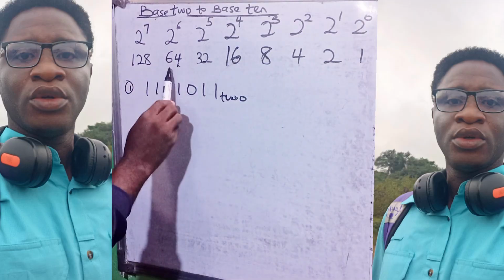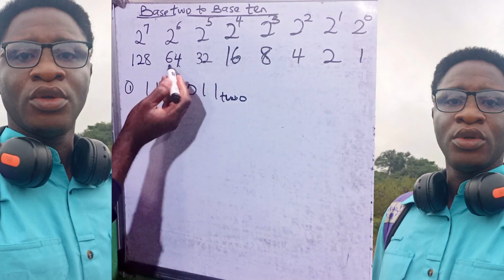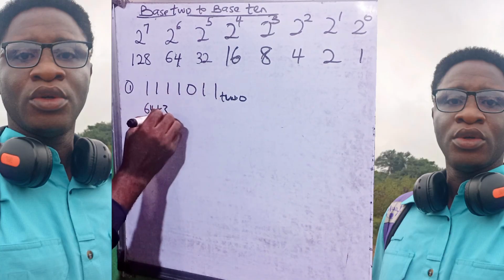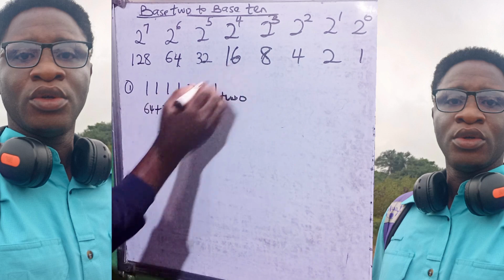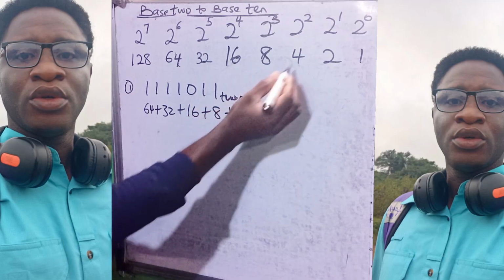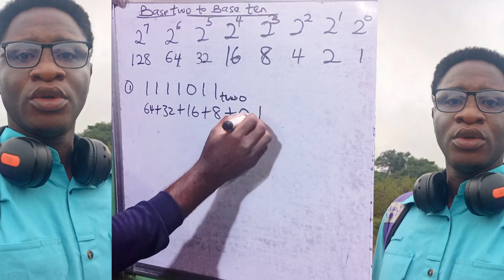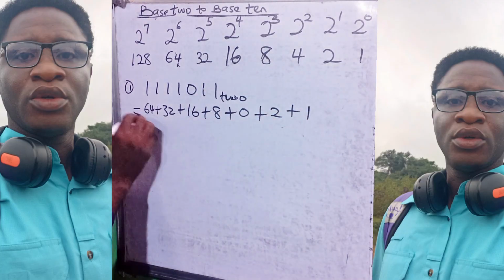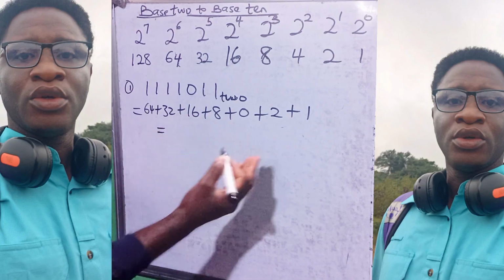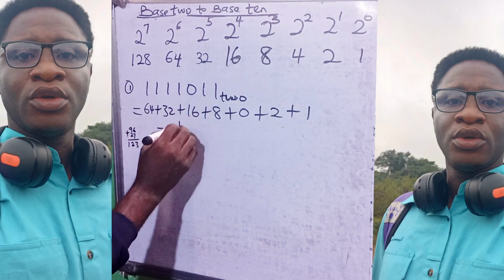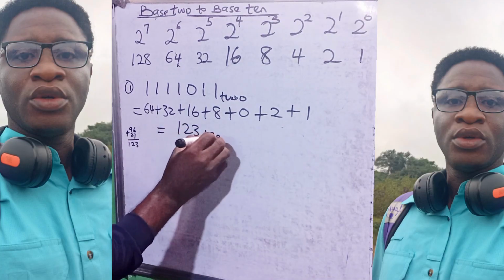All you just need to do is to write it out. We have this one present, we have 64, plus this one too present, 32, plus this one too present, 16, plus this one too present, 8. And this one is not possible, it's not here, but 2 is available and also 1 is available. Okay, that's all. So let's add this together. So it's going to be 123. So the answer is 123 base 10.